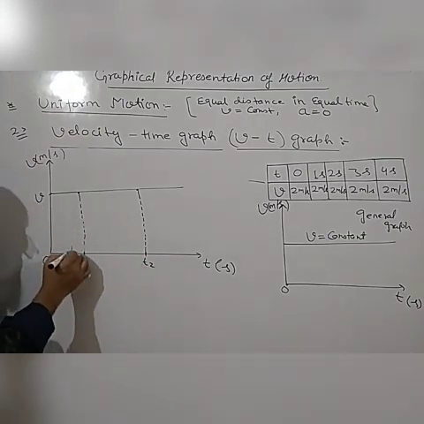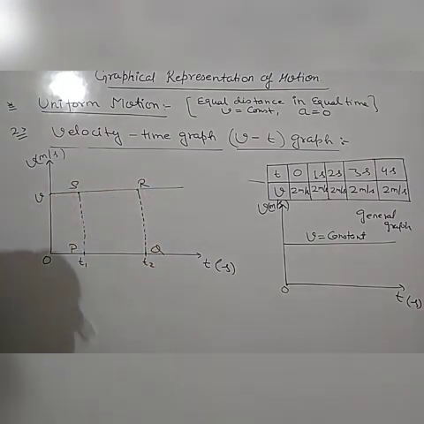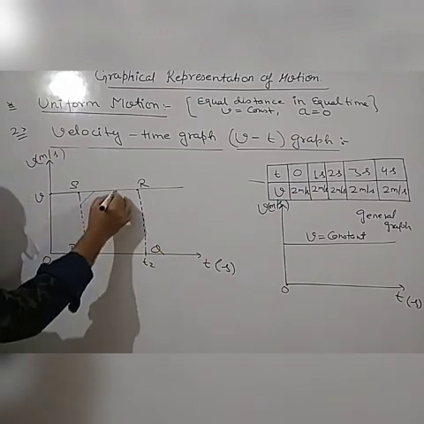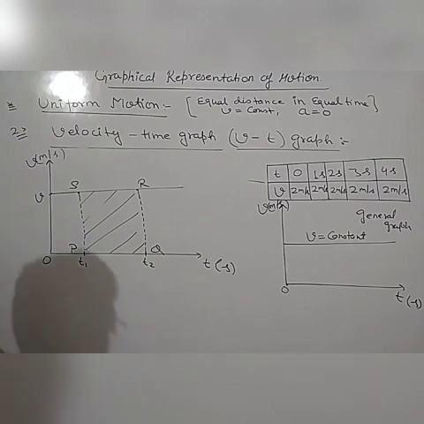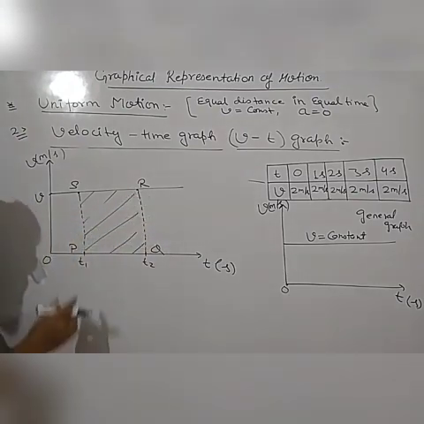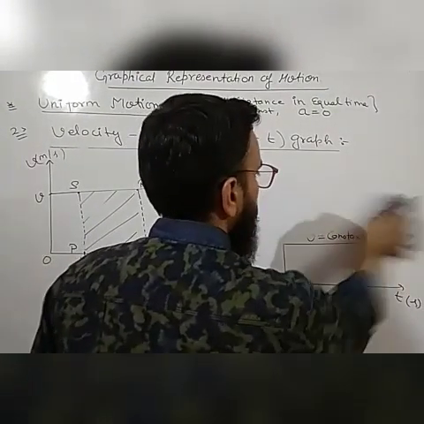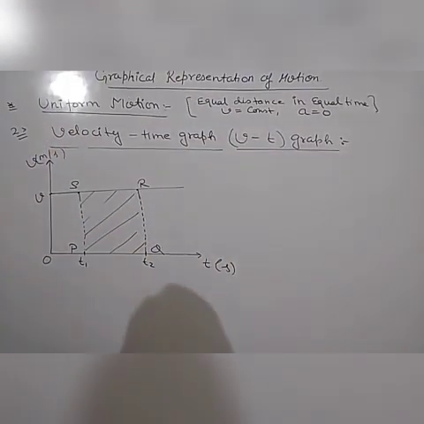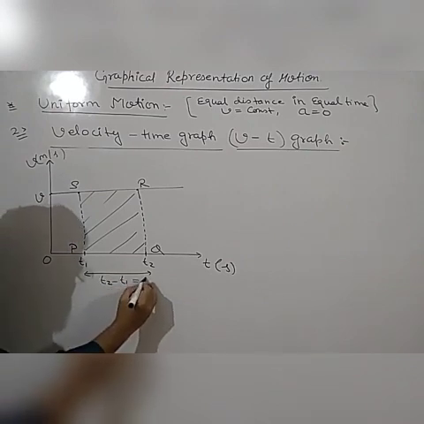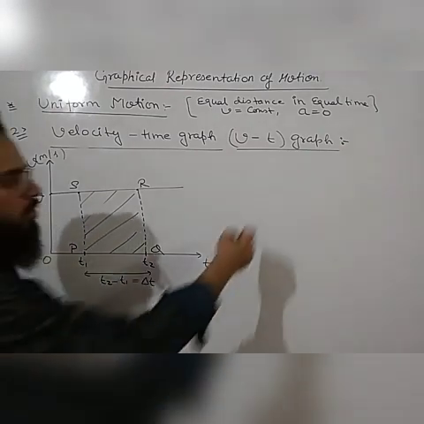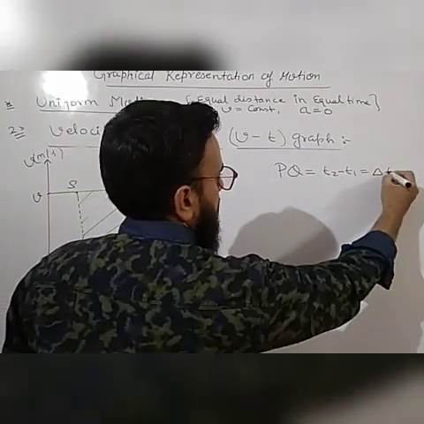So let us consider this point as P, Q, this point as R and this point as S. Now what does this figure look like? It is a rectangle. If we find the area of this rectangle, what is the length of PQ? This PQ will be equal to t2 minus t1, that is delta t. So the length of PQ is t2 minus t1, or it can be written as delta t.